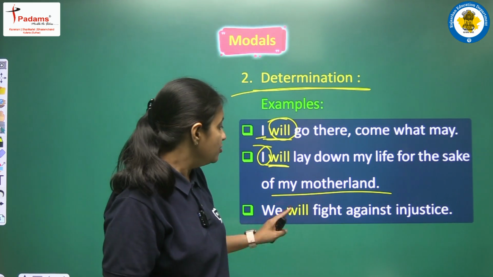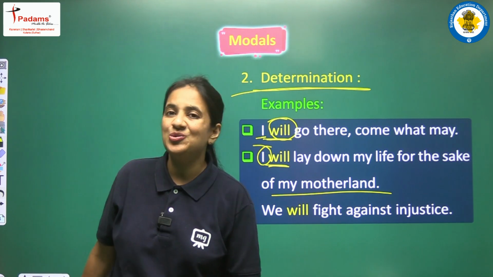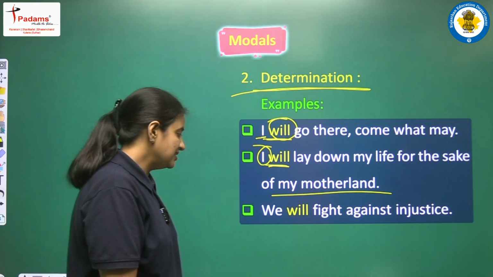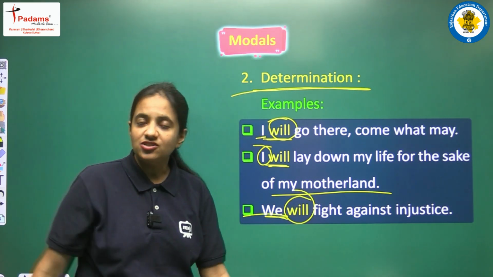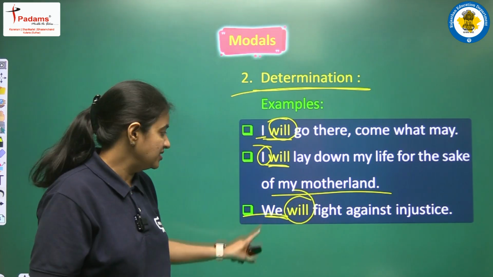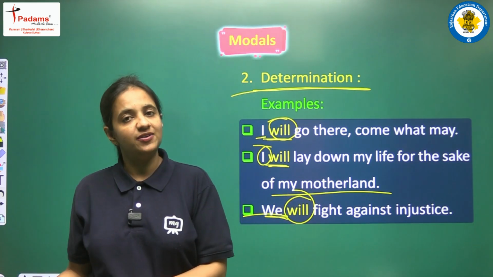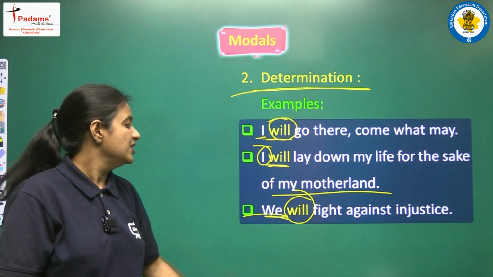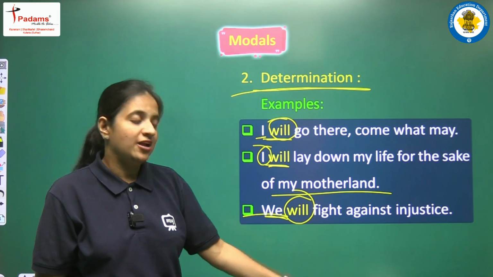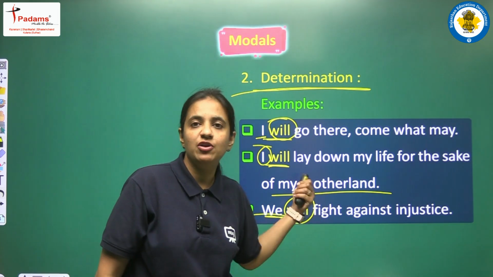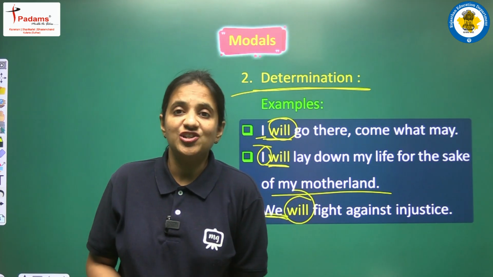Next example: we will fight against injustice. So again here we are showing our determination, and we are saying that we will fight against injustice. We all know that we is also a first person pronoun, it is the plural of I. Yes, we have seen the table of first, second and third person earlier. So we know that we is in the category of first person pronoun, and with the first person pronoun we have will in the sentence. So yes, we are showing our determination.